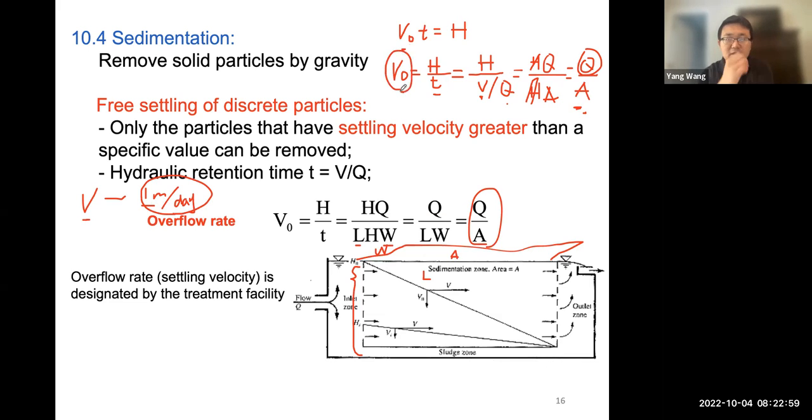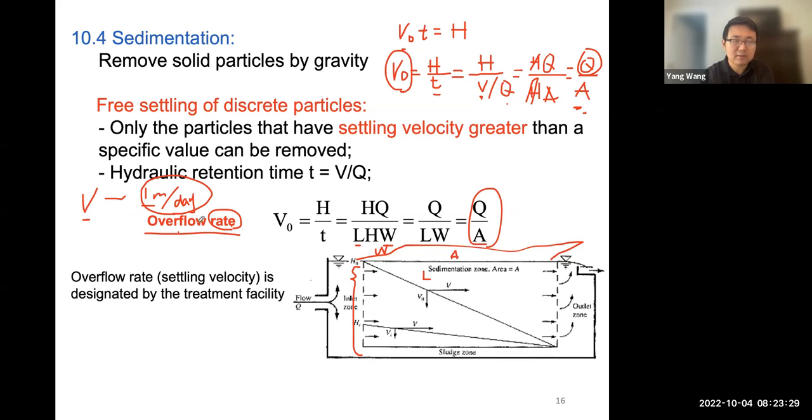Okay, so we have been calling this term settling velocity, but actually it has a special name called the overflow rate. It may sound a little bit weird because we're talking about velocity, but this is using a rate. It's not flow rate. Flow rate will have the unit of meter cubed per second. So the overflow rate is separate from the flow rate. This is a velocity term.